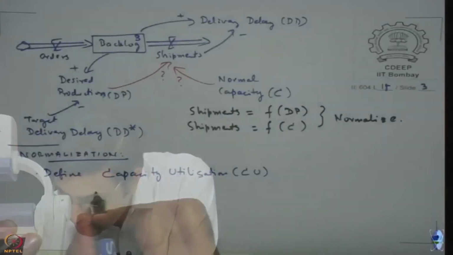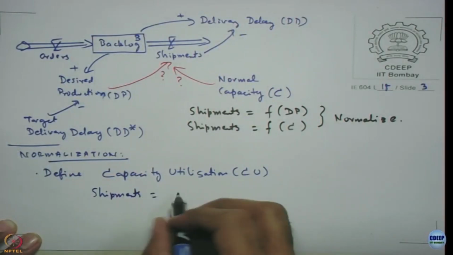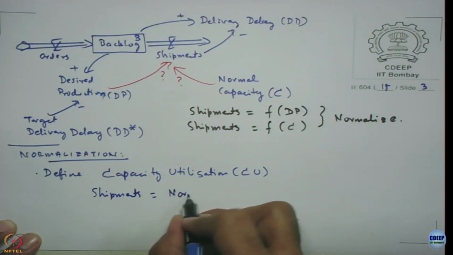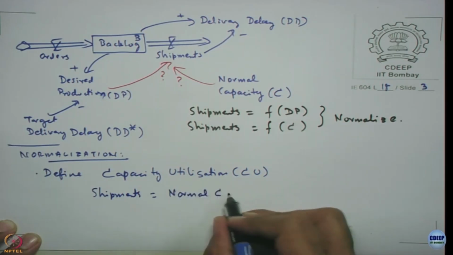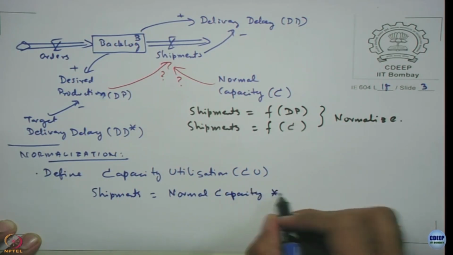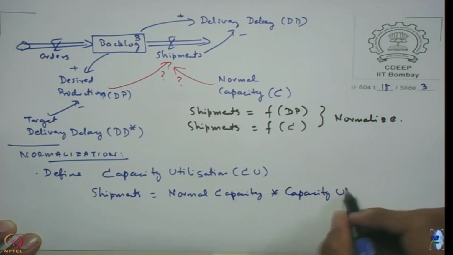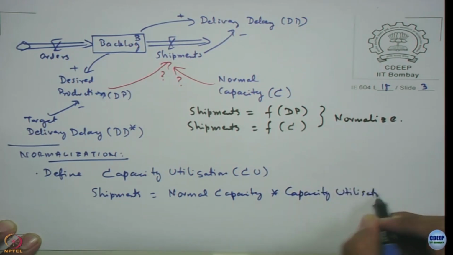So, based on that, let us define shipments as normal capacity multiplied by capacity utilization.